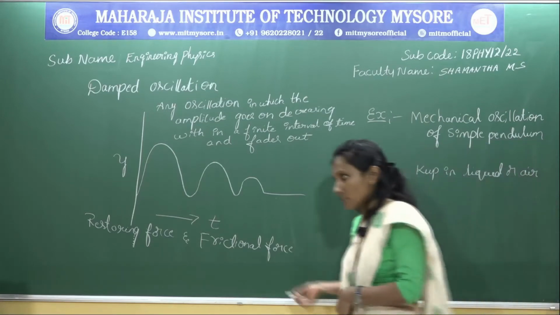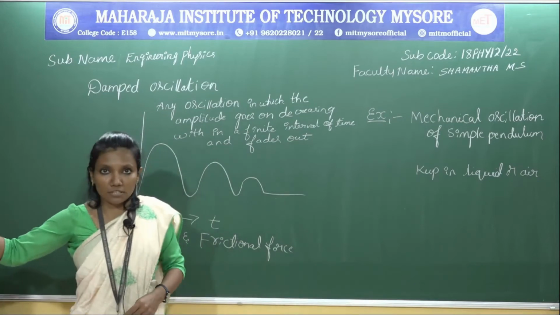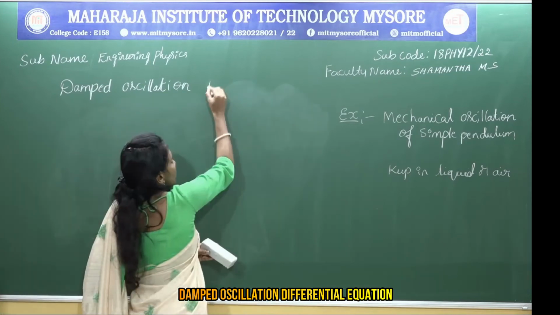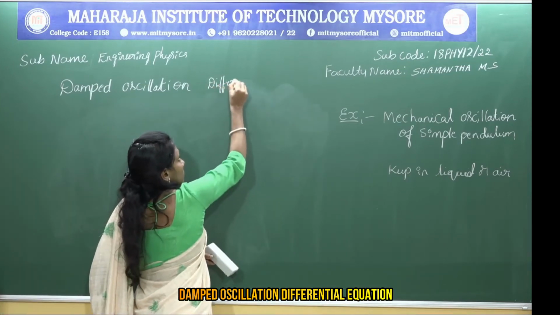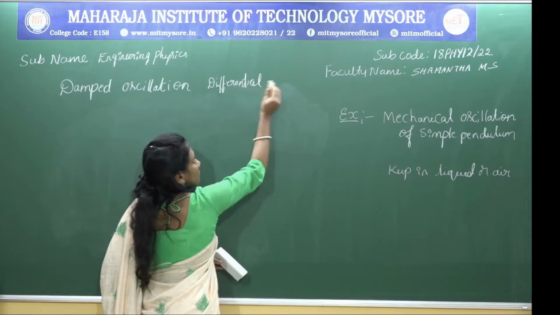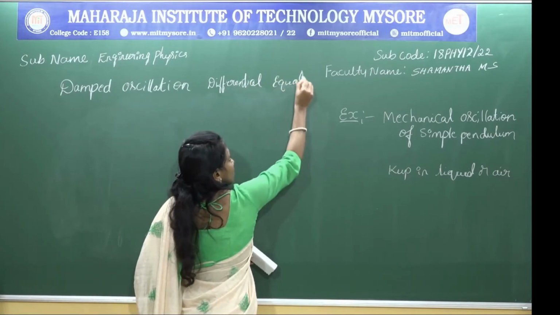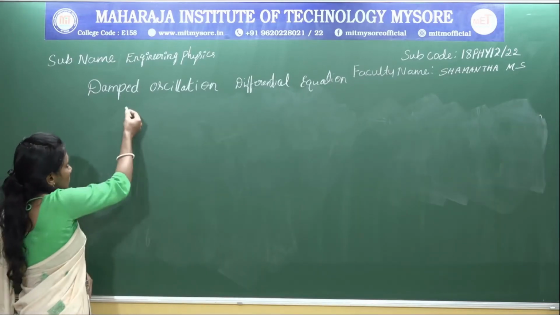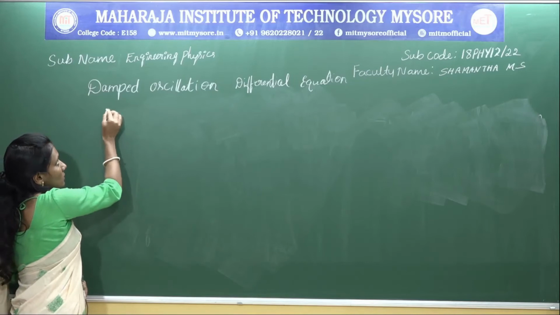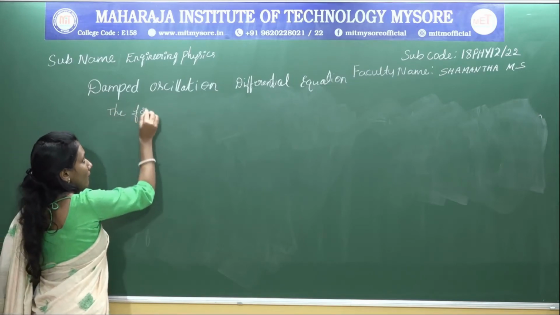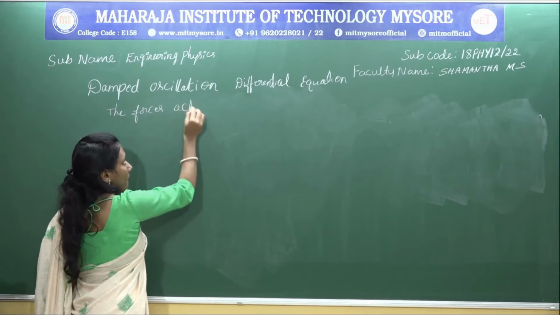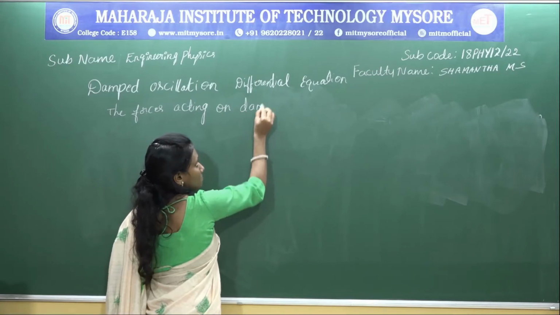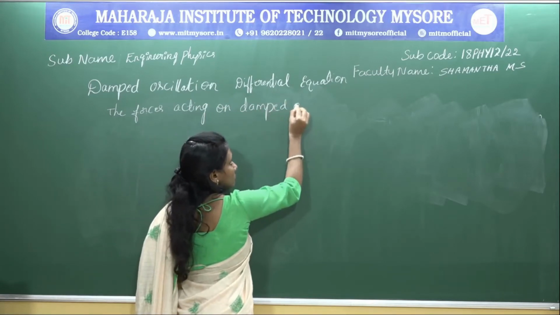So next, based on this, we are going to find out the differential equation for the damped harmonic oscillation. First, which are the forces acting on the damped oscillation?